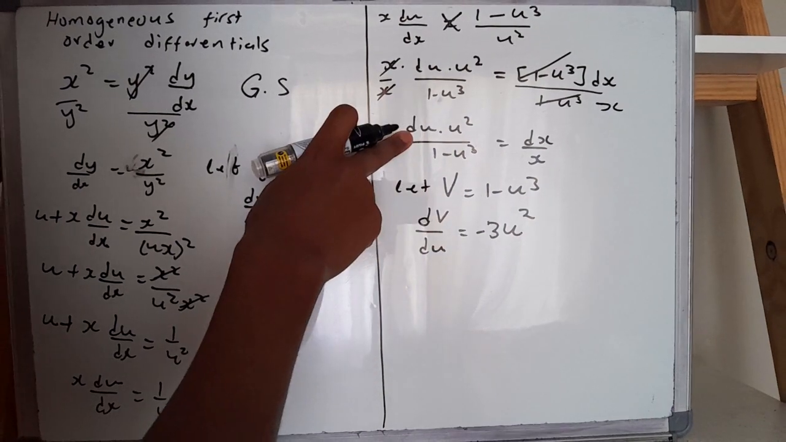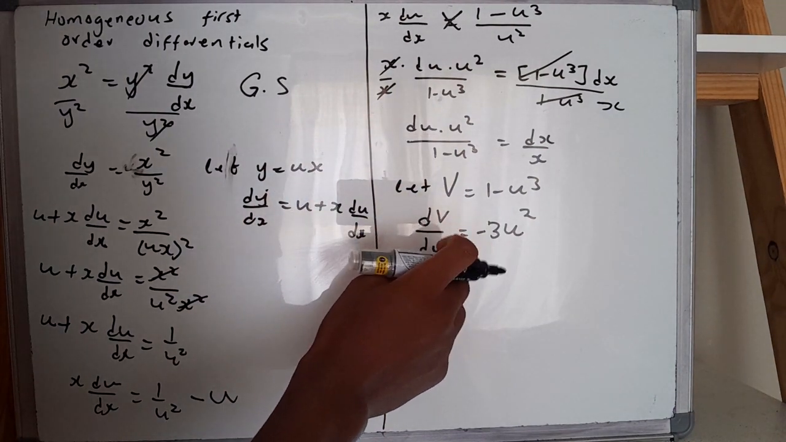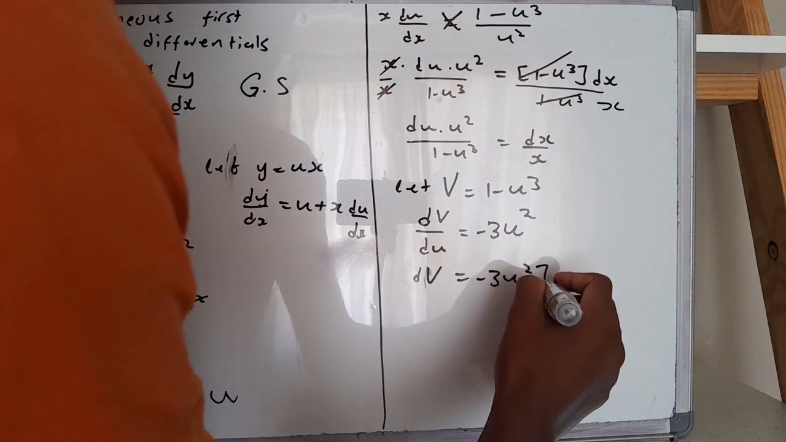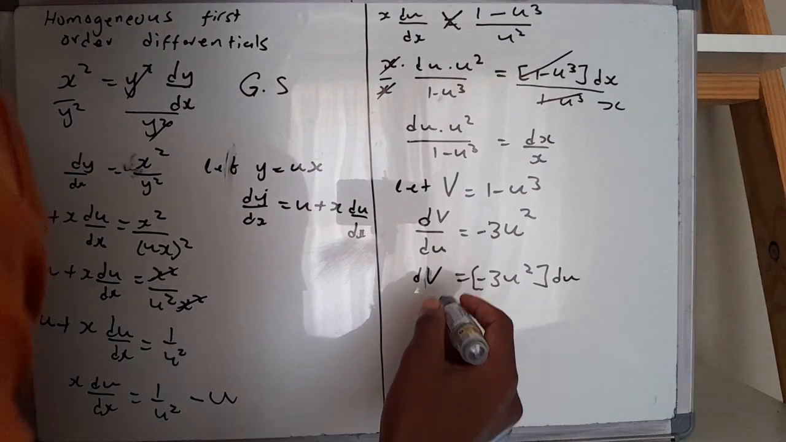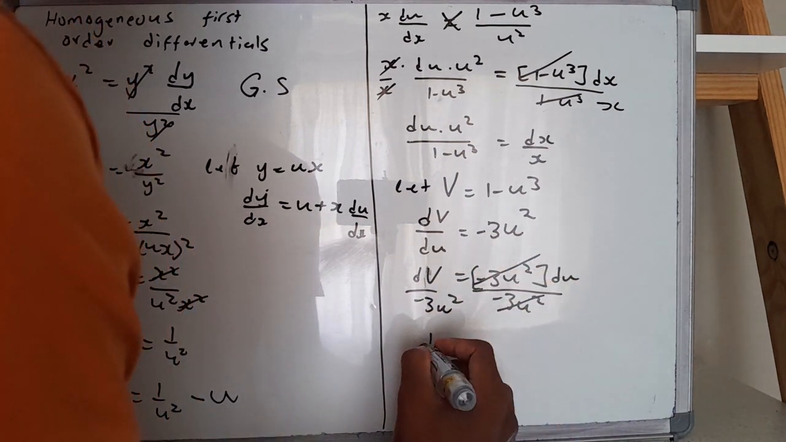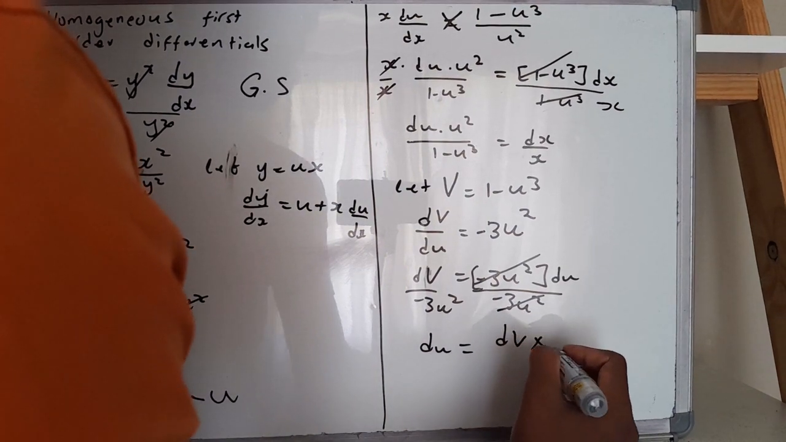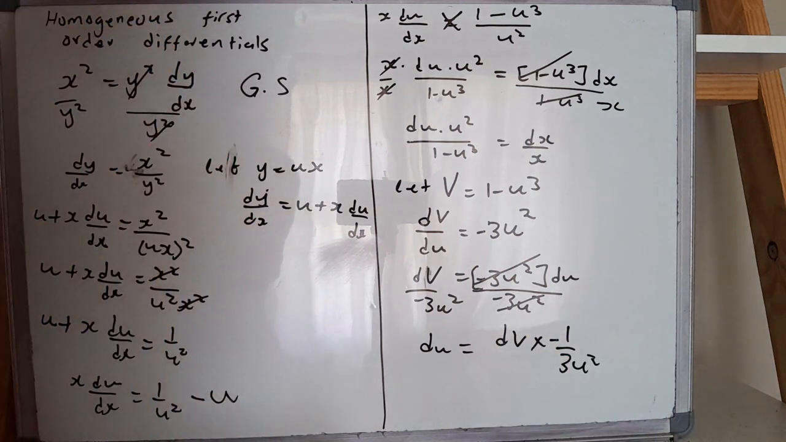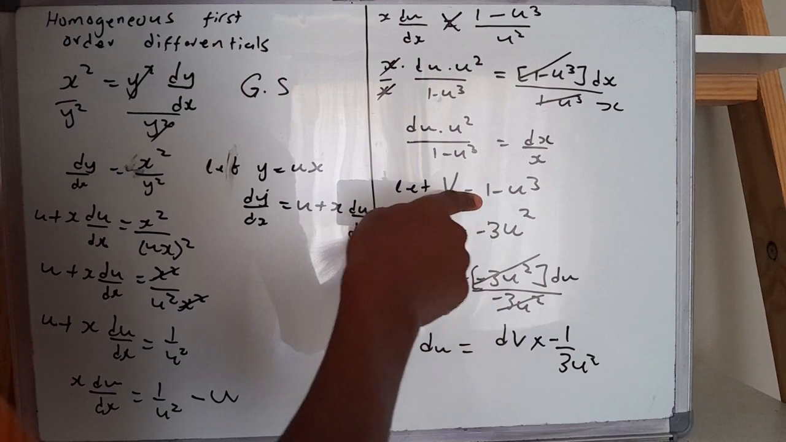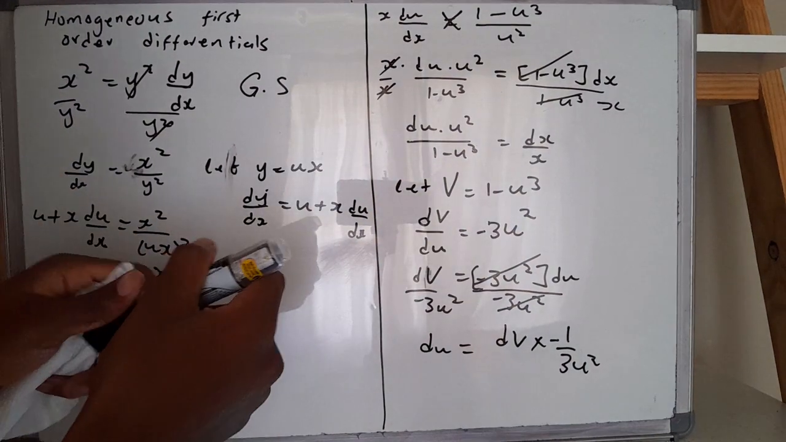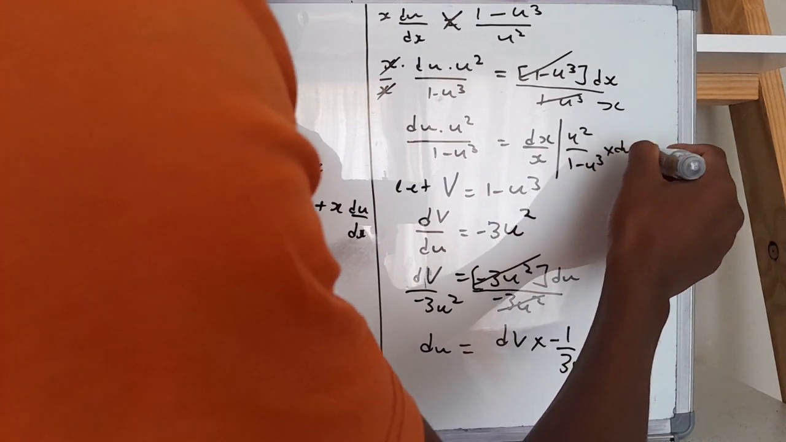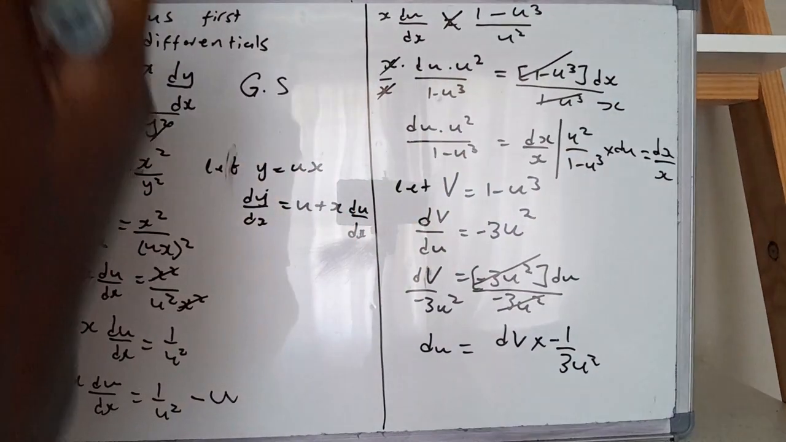Because here I have du, I need to make du the subject of the formula so that I can substitute du there. I'll have dv is equal to negative 3u squared multiplied by du. What did I do? Cross multiply. Then divide by negative 3u squared, and this and this will cancel. du is equal to dv multiplied by negative 1 over 3u squared. When I have it like that, I need to substitute it back here. So what I'll have is u squared over 1 minus u cubed multiplied by du is equal to dx over x.